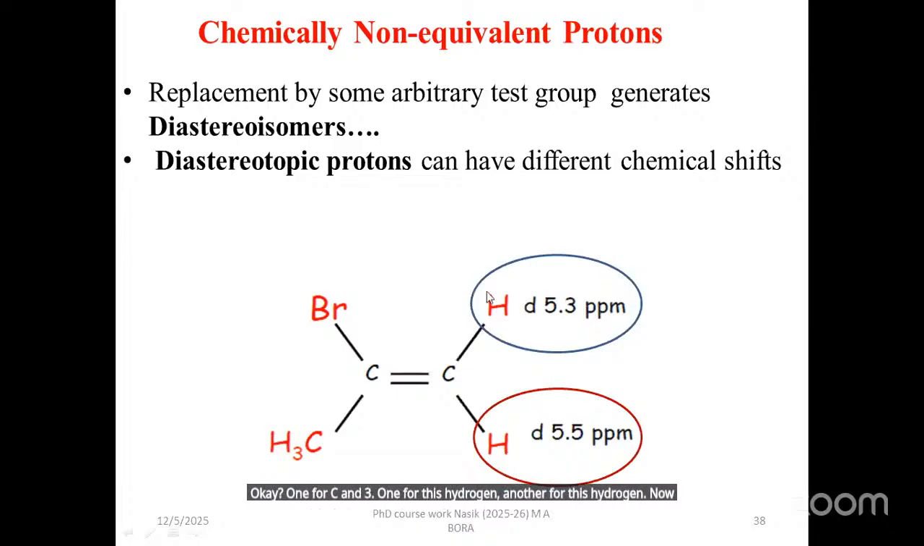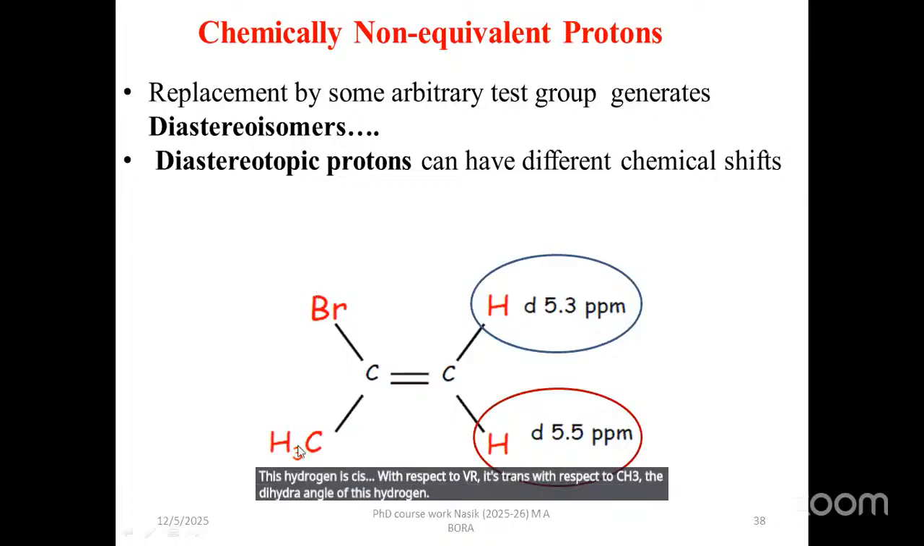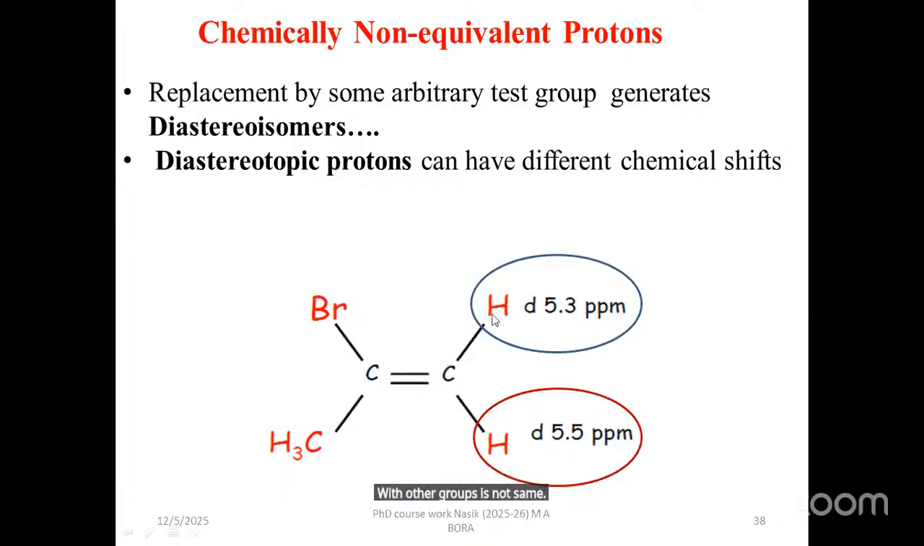Now, why are these two hydrogens giving two different peaks? Because we are in a rigid system. Cis-trans bond rotation is not possible. This hydrogen is cis with respect to Br, it's trans with respect to CH3. The dihedral angle of this hydrogen with other groups is not the same. Br and this hydrogen, they are at 0 degree, whereas this other hydrogen and Br, they are trans. They are at 180 degree, whereas CH3 and this hydrogen, they are cis, they are at 0 degree. So the dihedral angles are not the same.